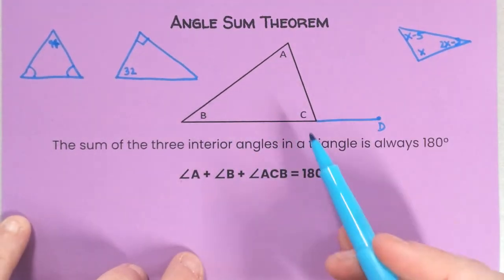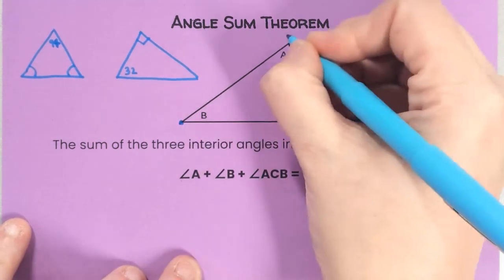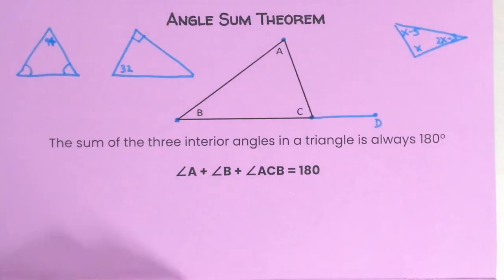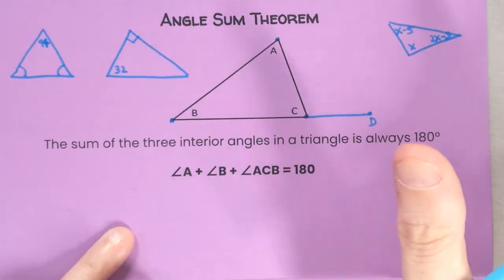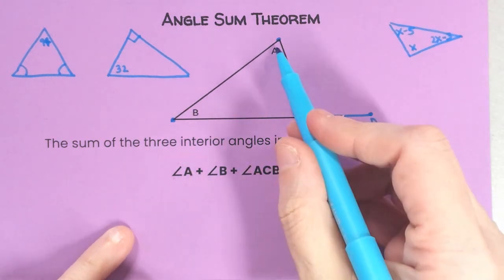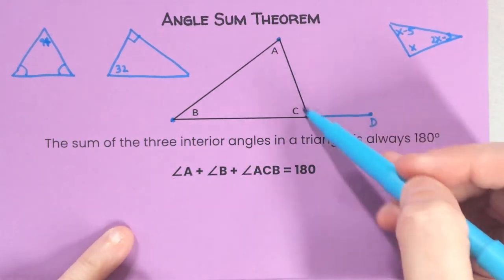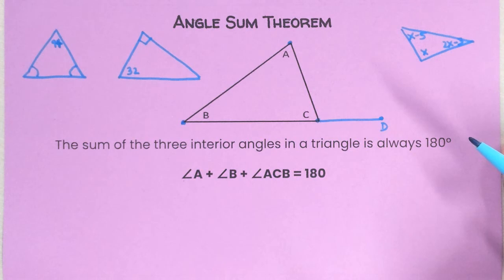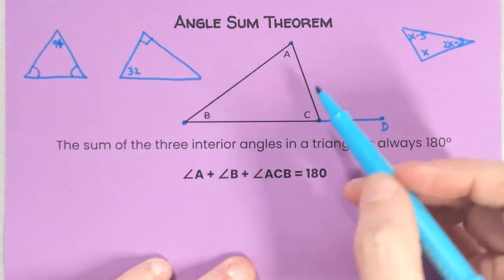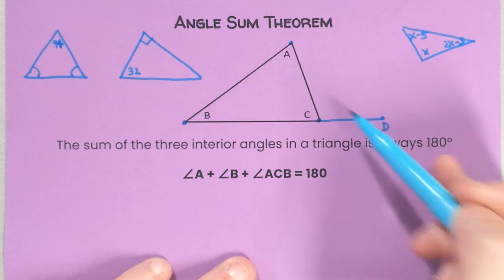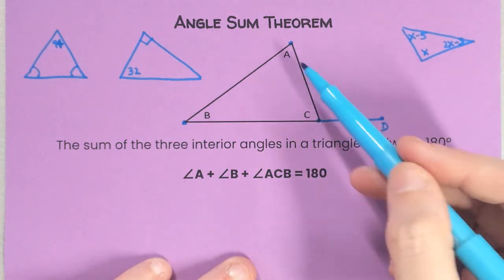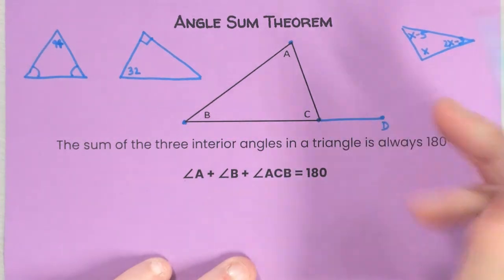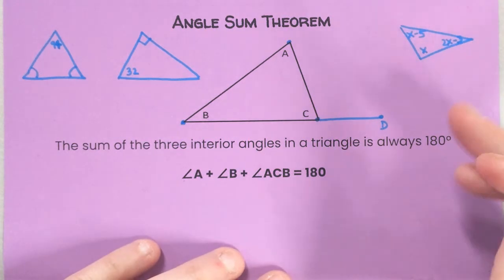So the angle sum theorem says that the sum of the three interior angles in a triangle is always 180 degrees, okay? So that means all of the inside angles add up to 180. Now, we have angle A, angle B, and then I called this one angle ACB. Why did I do that? Well, the reason I did that is because, as we learned in the last video, I could have two possible angles that I could call angle C. I could have angle ACB or angle ACD. And because of that, I need to be prepared to figure out which one it is.